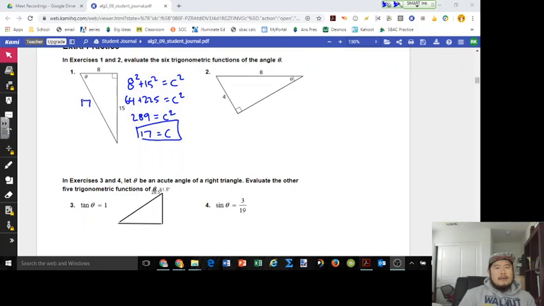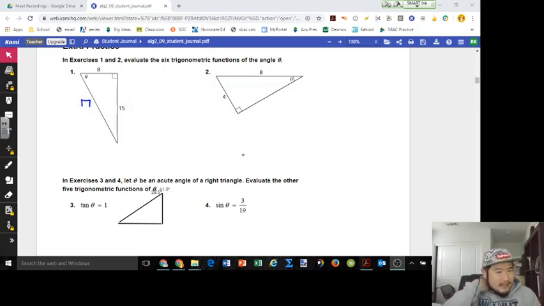I want to clear all this stuff out so we can put our answers down. Now, if you're real good, you would have remembered that this right here is a Pythagorean triple, 8, 15, 17. If you had that remembered, like 3, 4, 5, that's a Pythagorean triple, then you wouldn't have had to do all that work. But there are going to be times where you have no choice but to use the Pythagorean theorem. So let's figure out the 6 trig functions right here.